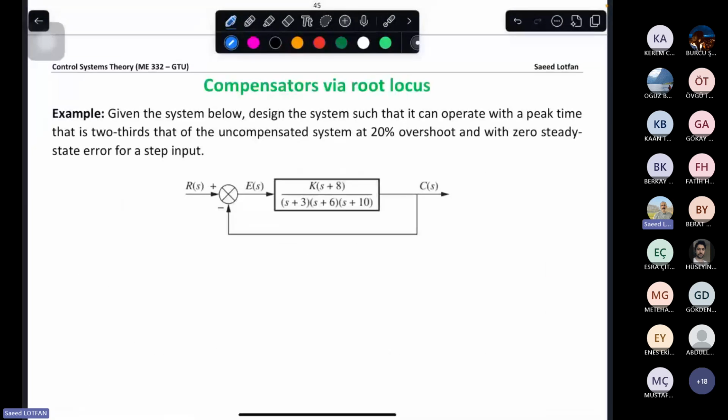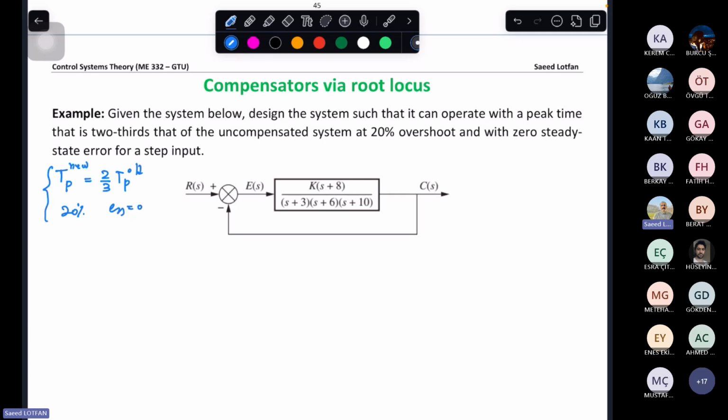Okay. There is an example that says: given the system below, design the system such that it can operate with a peak time that is 2/3 of that of the uncompensated system. It means that I need T peak new to be 2/3 of T peak old, and also 20% overshoot with zero steady state error. These are the targets of our design. So for a unit step, these are the targets, and I want steady state error to be zero.